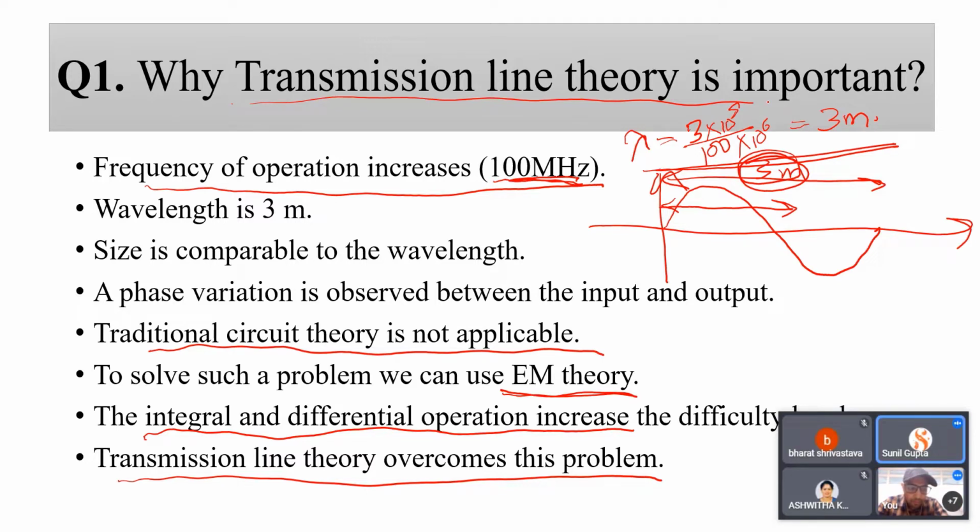This is not clear. The integral and the differential operation increases the difficulty, whereas transmission line theory overcomes this problem. I mean, what is meant by this?